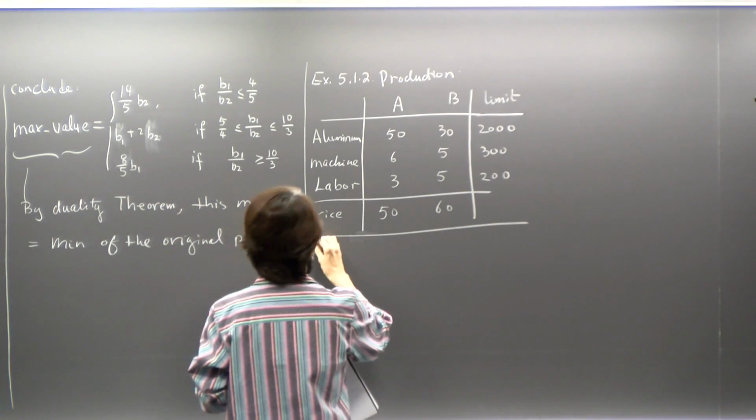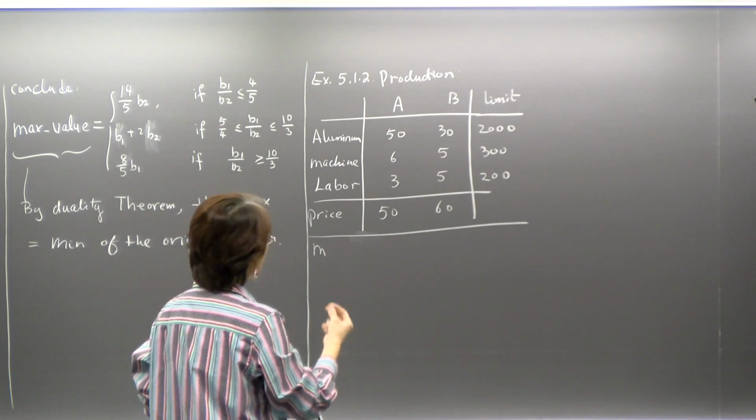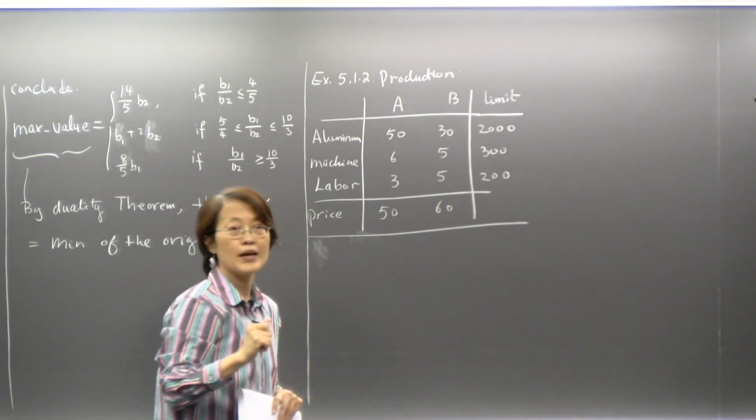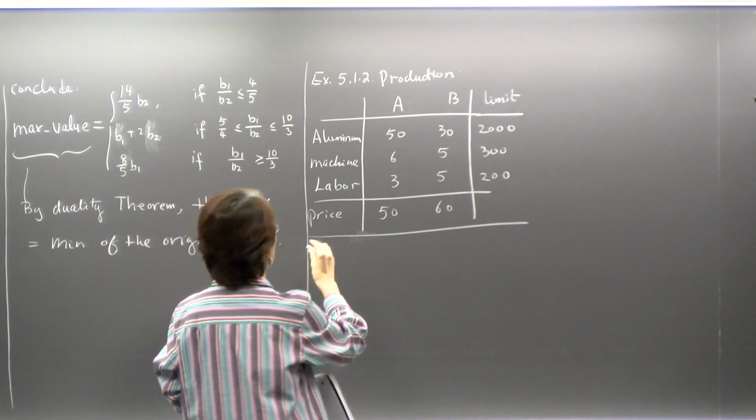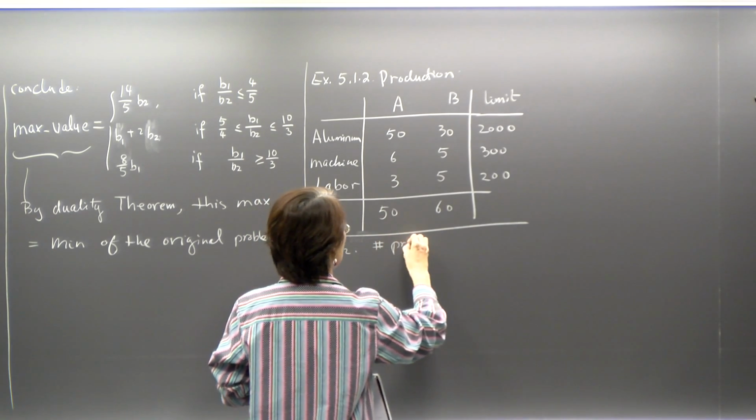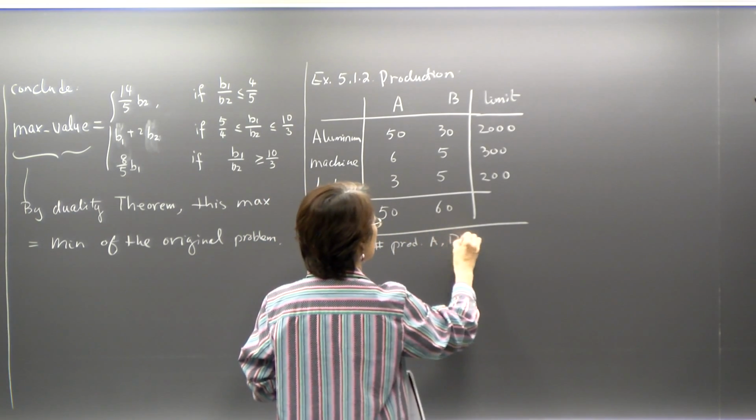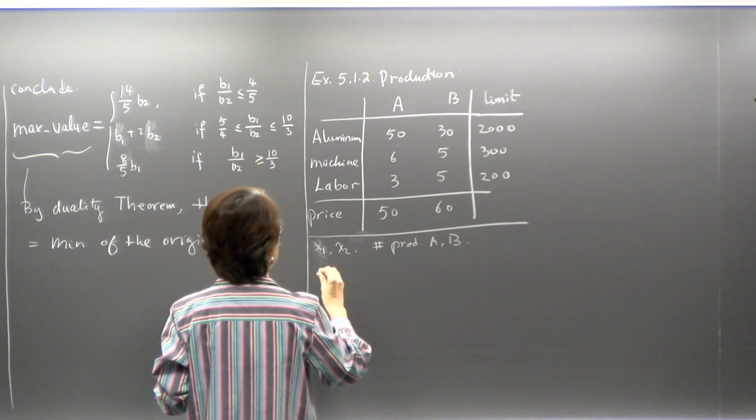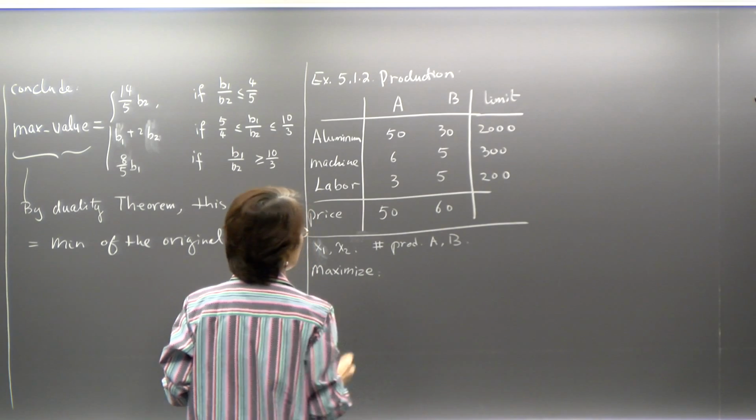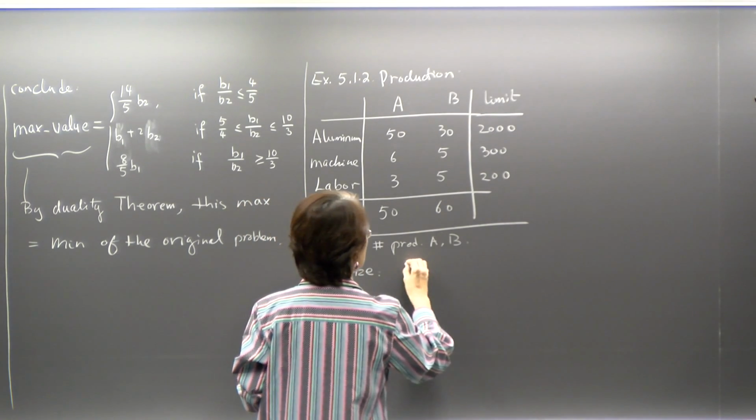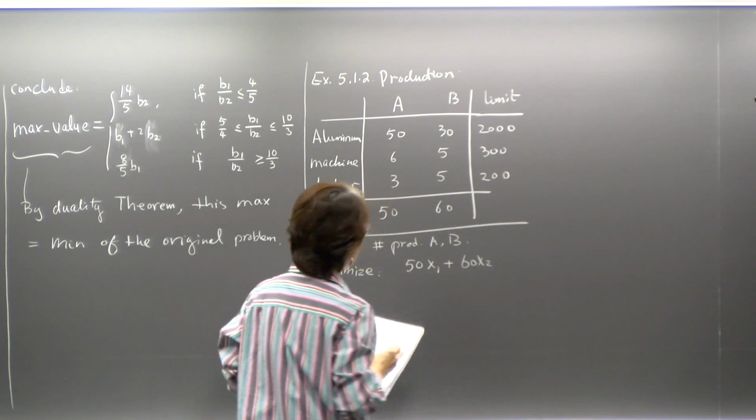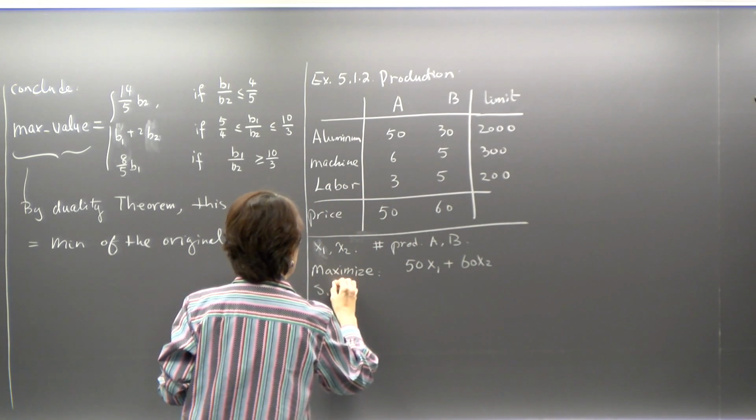Let's set up the model. So my x1 and x2 would be the amount of both product A and B that I'm going to make. Okay? So x1, x2, number of product A and B, respectively. So I can set up my maximization. Maximize, what is my profit function? That will be 50 x1 plus 60 x2. My constraint, subject to.